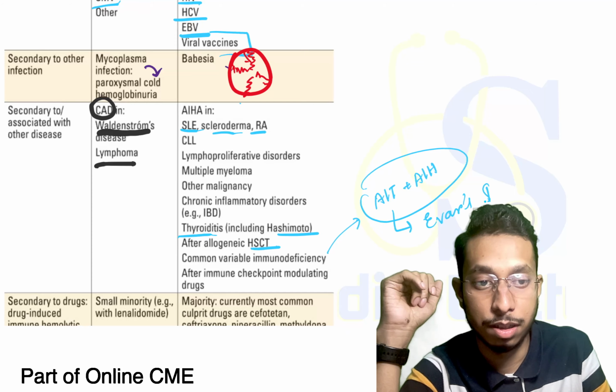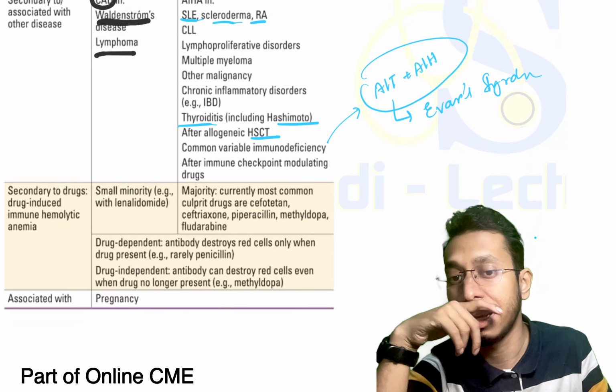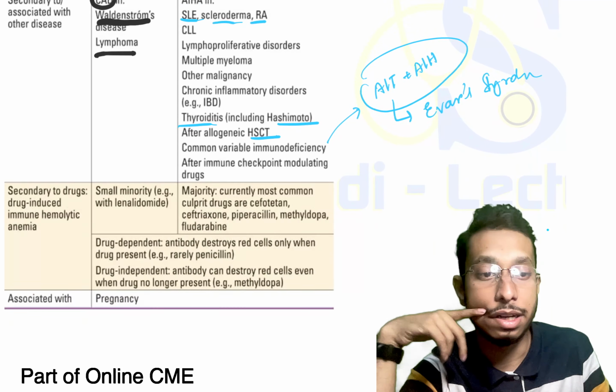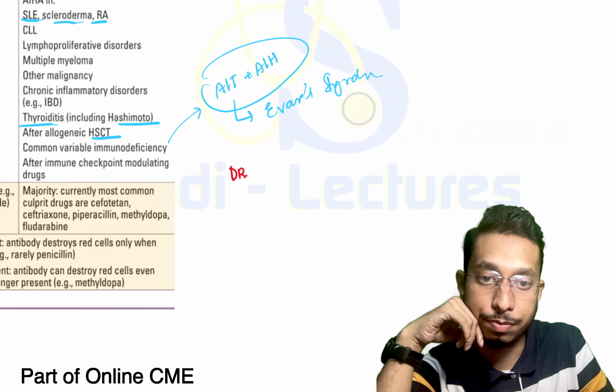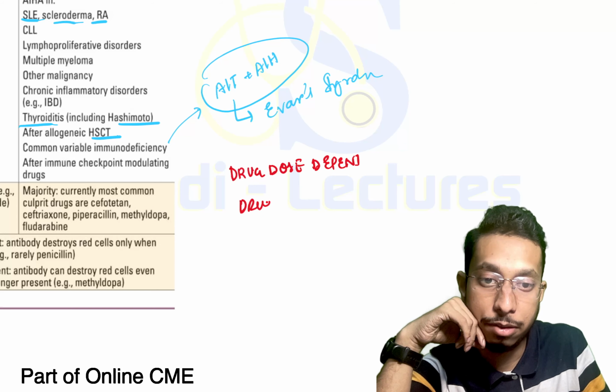Okay. Now, this autoimmune hemolytic anemia can be drug-induced. Now, the drug-induced part is divided into drug dose dependent and drug dose independent.